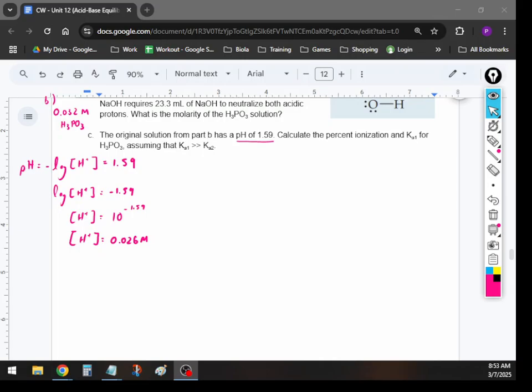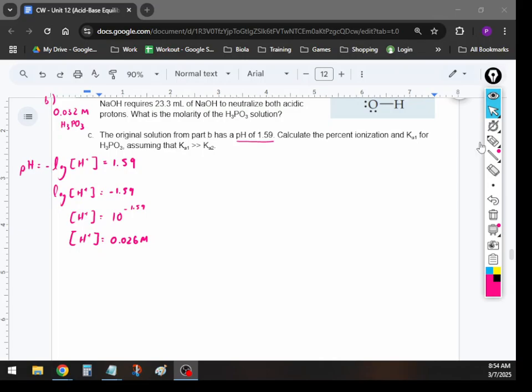Alright guys, so I got the work up there for you. You guys should have got an H+ concentration of 0.026. Everybody good with that? Okay, so we're pretty good at converting pH to molarity of hydrogen now. I also put the answer for B if you guys don't have it written down from last time. The answer for B was 0.032 molarity of H3PO3. And again, we'll be using this for our ice table.